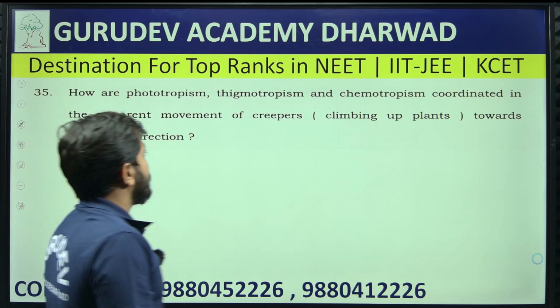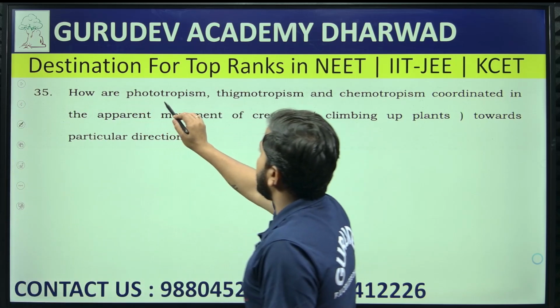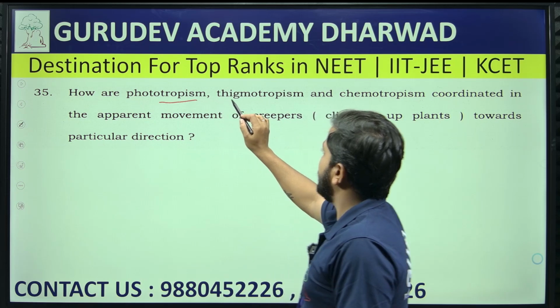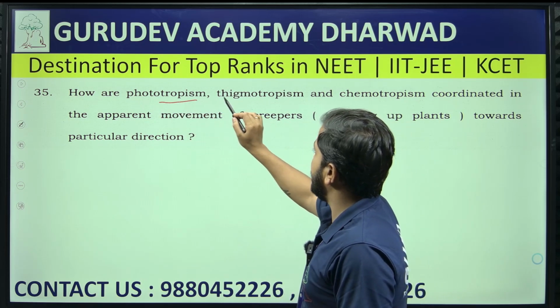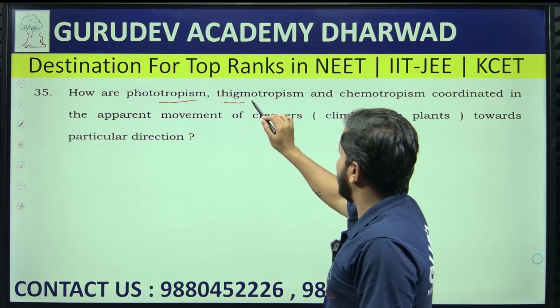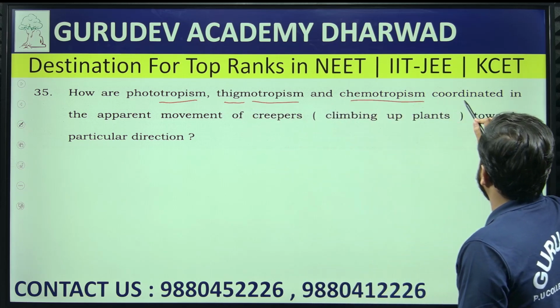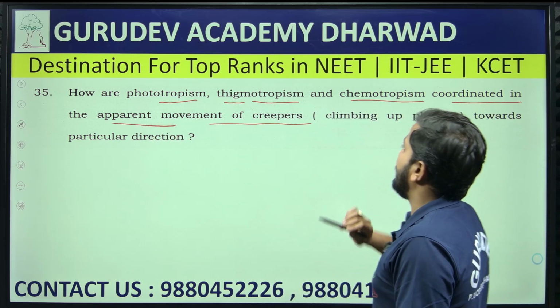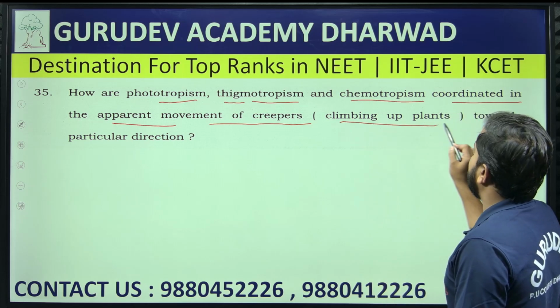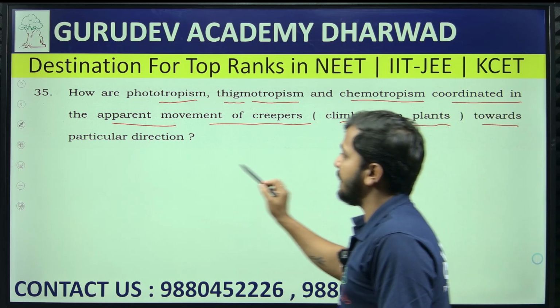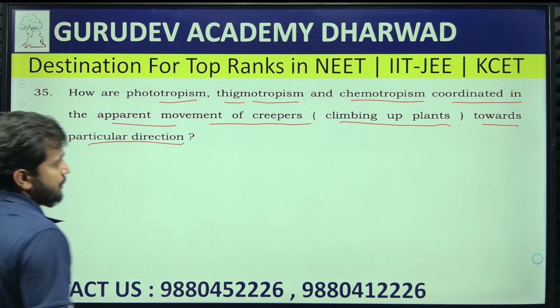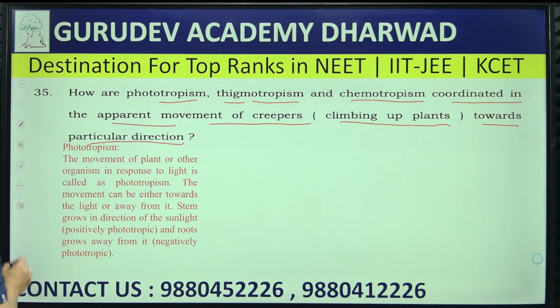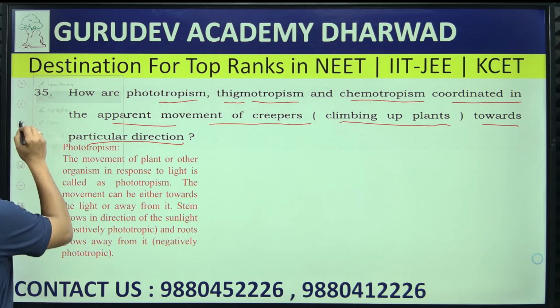Then the next question is: how are phototropism, thigmotropism and chemotropism coordinated in the apparent movement of this creeper, that is, the climbing of this plant towards particular directions? So what I am going to find out here is the answer. One by one we'll see.